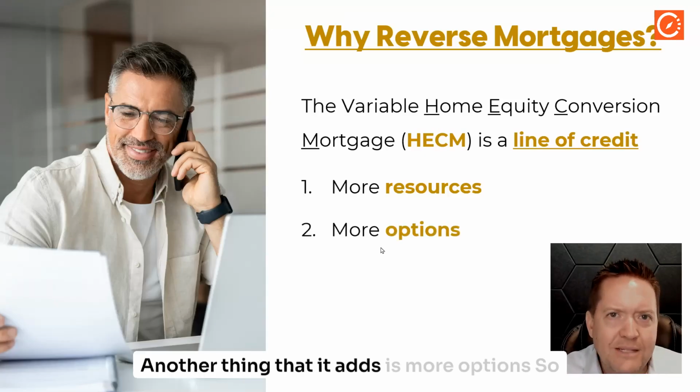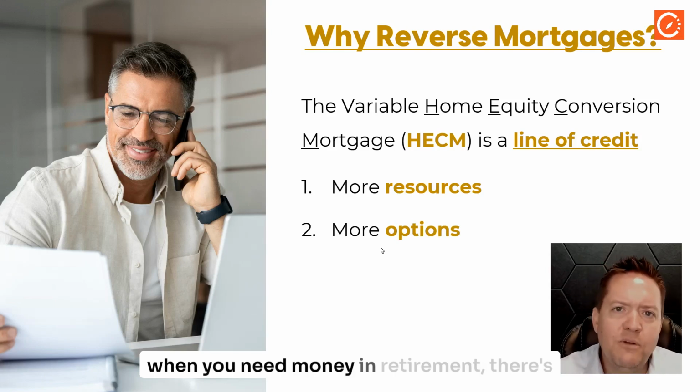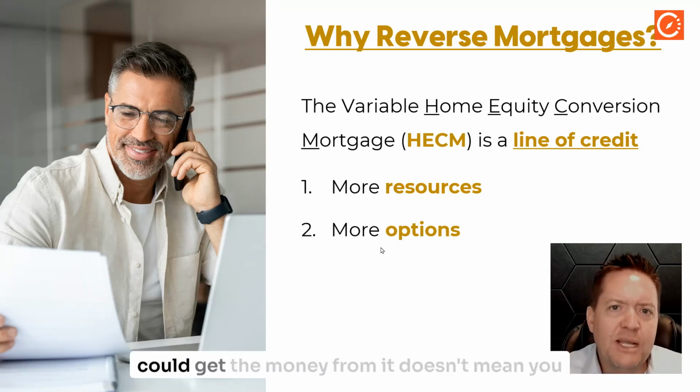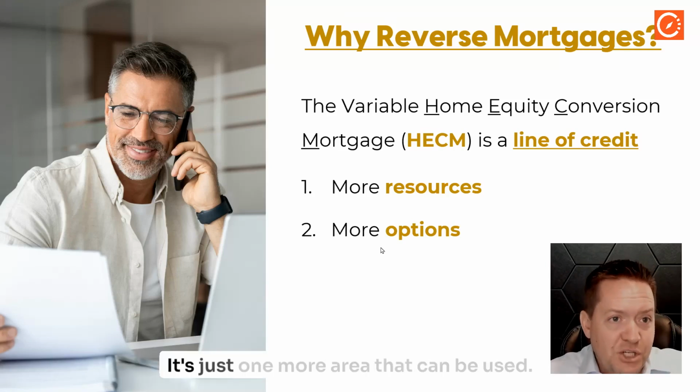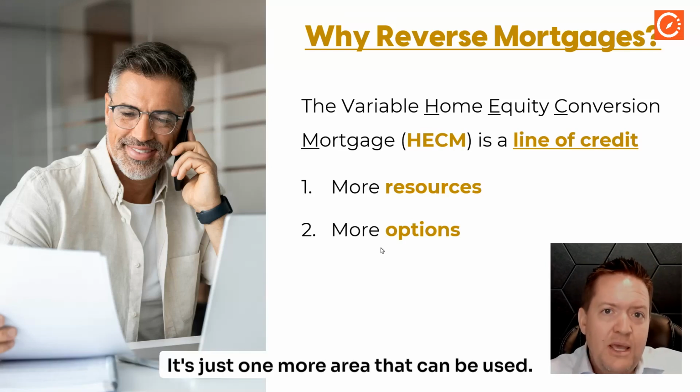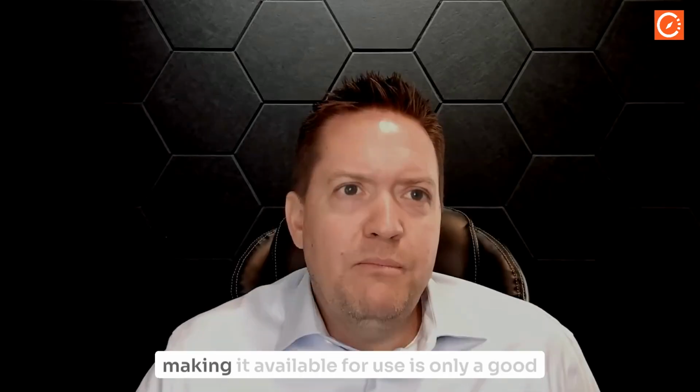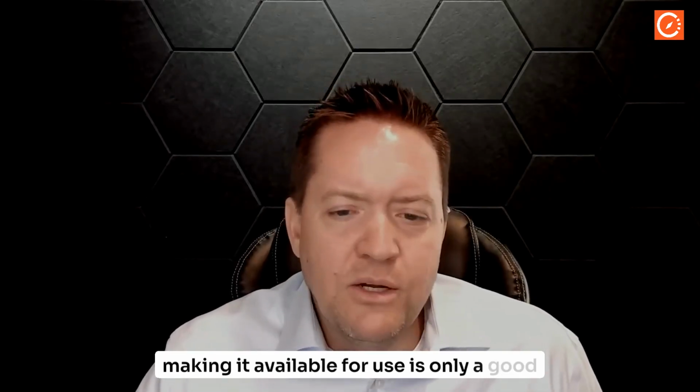Another thing that it adds is more options. So when you need money in retirement, there's one more source of places you could get the money from. It doesn't mean you have to use it. It's just one more area that can be used. And because a distribution from a reverse mortgage is tax-free, it comes in handy. Making it available for use is only a good thing.